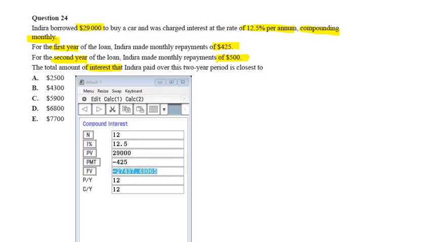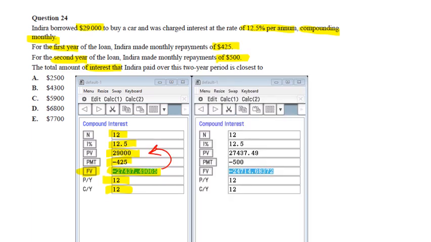How much interest? All right, let's put our first year in. So our first year is going to be 12 months. There's our 12.5% interest. We get 29,000 because we borrowed it from the bank and gave it to the car dealer. And then we made payments, so it's minus 425. Payments per year and compoundings per year of 12. And so we press the FV button and we got this number. Now what we've got to do for the next 12 months is take that number and put it into here. And that's exactly what I've done here.